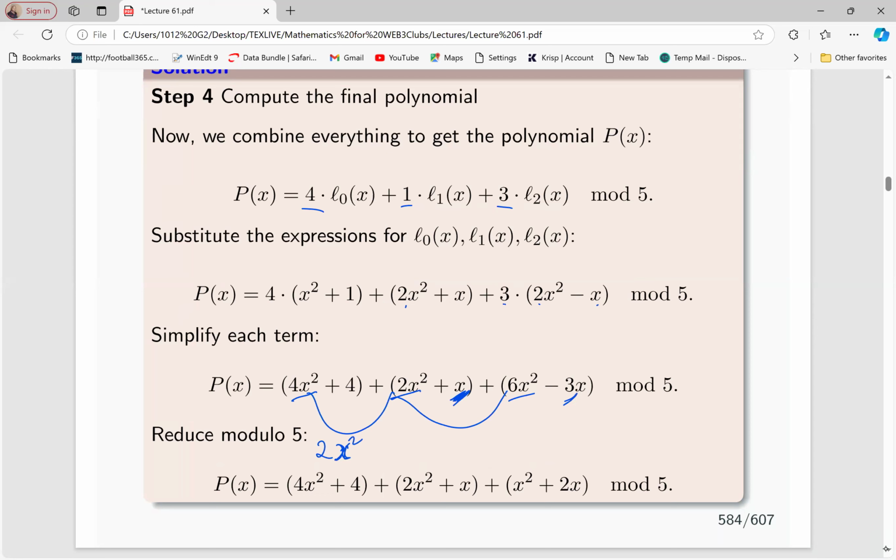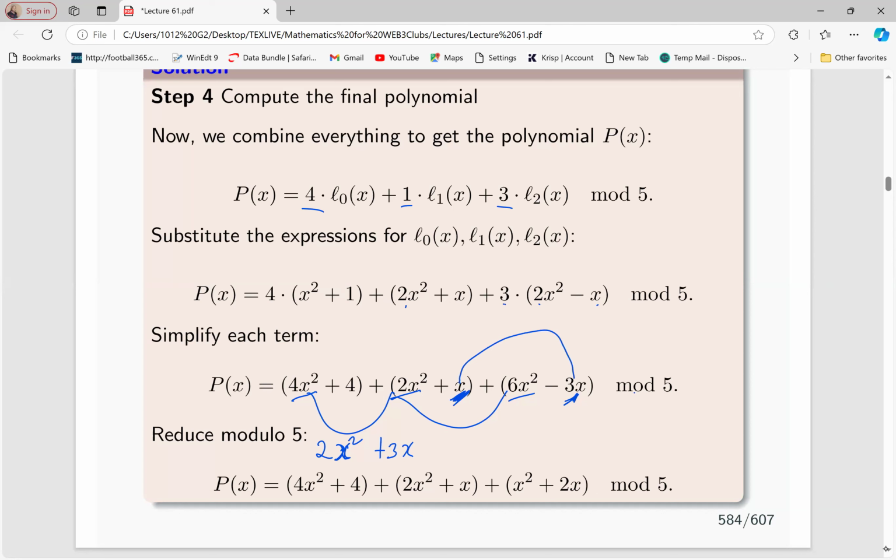Now let's come to the x terms. Then I have that. That's negative 2, and negative 2 mod 5 would be 3, because this plus that would be negative 2. Mod 5, that is 3x.